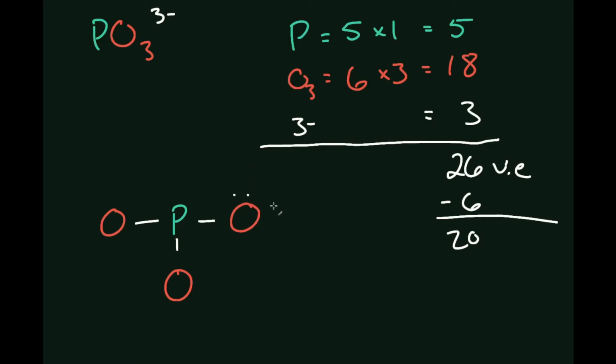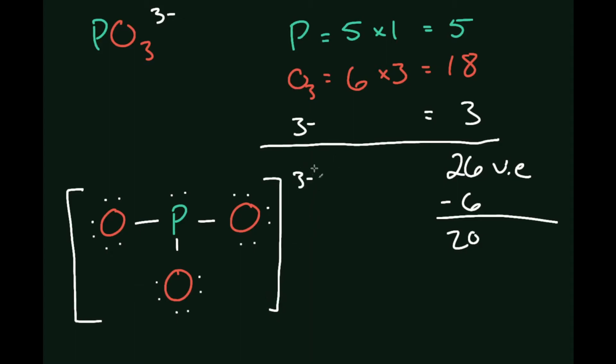So 1, 2, 3, 4, 5, 6, 7, 8, 9, 10, 11, 12, 13, 14, 15, 16, 17, 18. Now remember, once everyone has their octet, we'll start adding electrons onto the central atom. So we have 18, 19, 20. So this is the Lewis structure for phosphite. And don't forget, since we have an ion charge, we're going to put brackets around it, and we'll have a 3 minus charge.